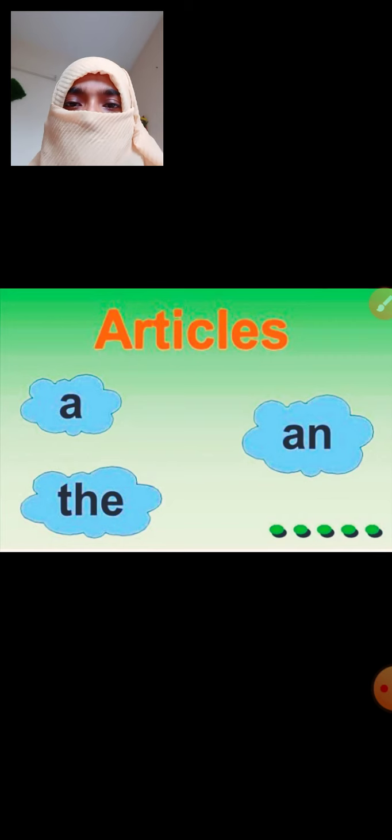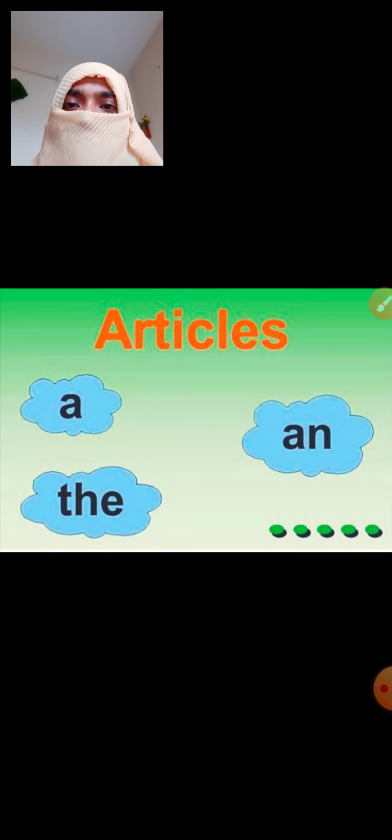Today we will discuss the topic of articles. An article is a word that comes before a noun. There are three articles in English, and they are a, an, and the.